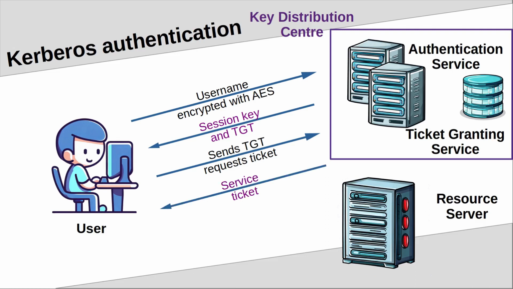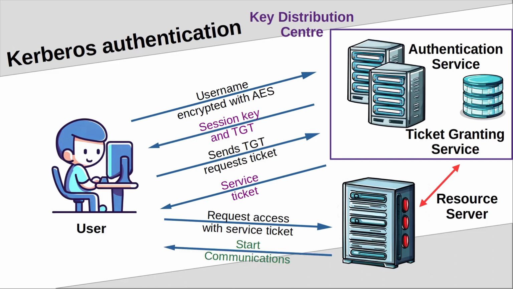The ticket granting service then generates a service ticket, which is sent back to the user. The user can now send a request to the server asking for access to those resources, and it sends that along with the service ticket. The server verifies the validity of the ticket with the KDC, and the server can then open a session with the client and begin communications.